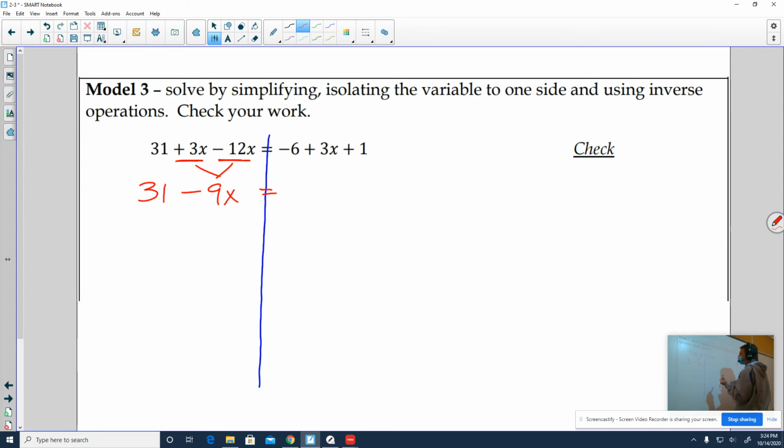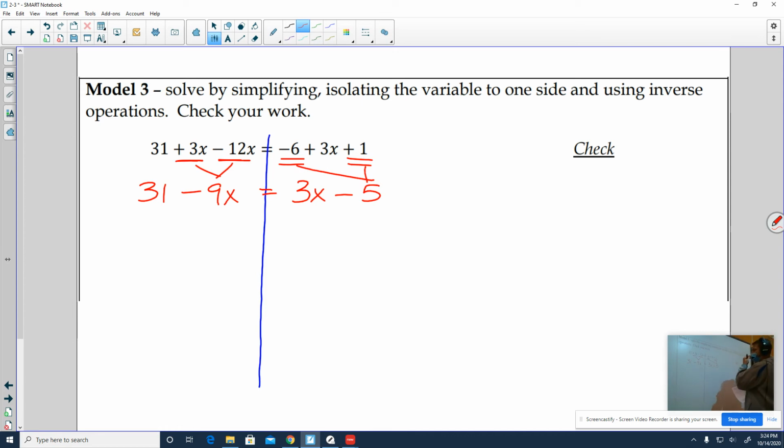Equals, all right, on the right side, this 3x here doesn't have any like terms with it. So I'm going to bring that down first. I like dealing with the variable terms before my constant terms. Now negative 6 plus 1 is going to give me a negative 5. They're going to combine to a negative 5. So now there's no more simplifying to be done.